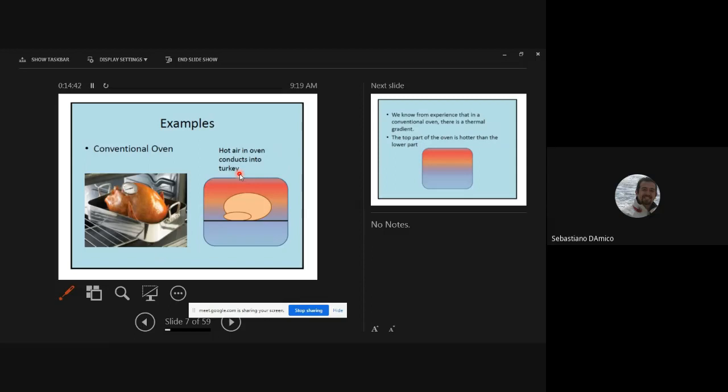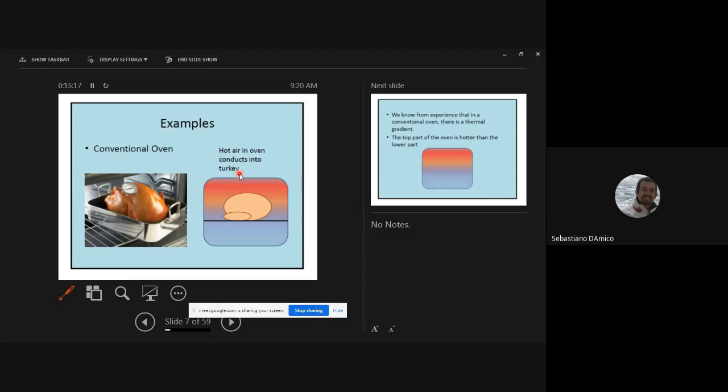For now, we are looking at the method that eventually will allow that chicken or that turkey to be good to be eaten. And we do have hot air in the oven that conducts into the turkey. So there is this transfer of heat. And we know that something is happening in that oven, right? And we know this by experience, right?